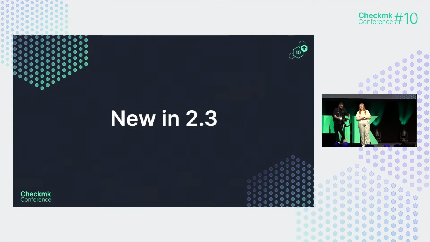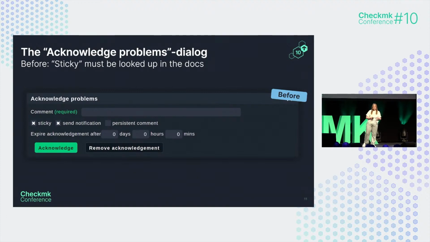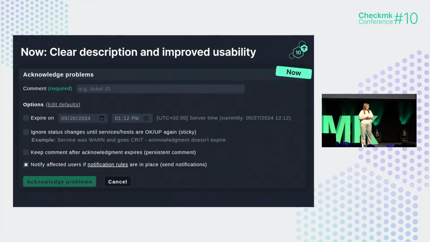So much for the theory. This brings us to what's new in 2.3. And let's start with something big. At last year's conference, I announced the rework of the acknowledge problem dialog. It was triggered by this little option, the sticky option, which always raised the question, what does it actually mean? And I'm very happy to announce at this conference that we actually reworked the dialog.